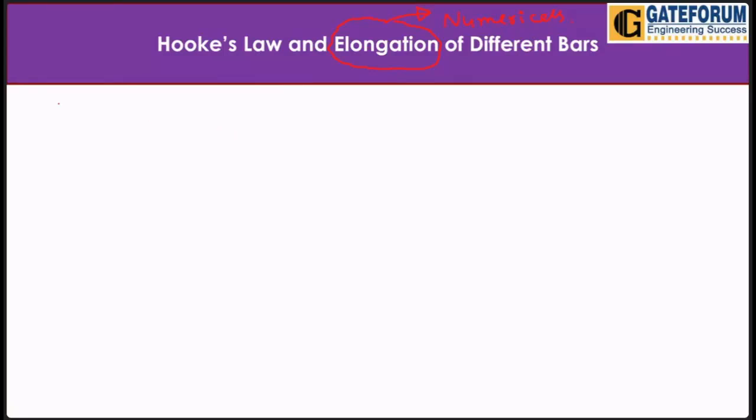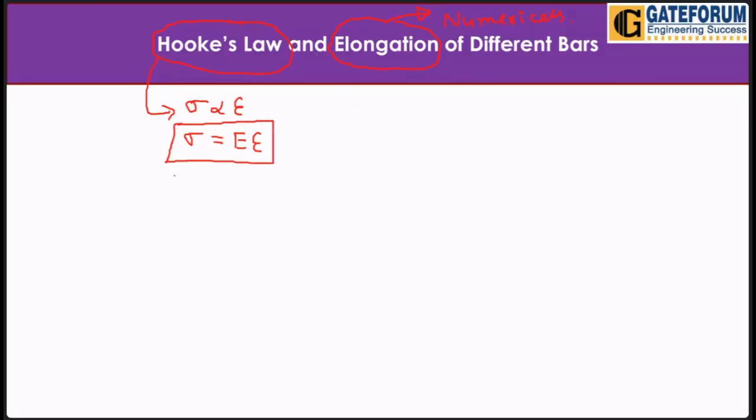Now what is Hooke's law? Basically, Hooke's law is very simple. Hooke's law means stress is directly proportional to strain, or stress is equal to some constant E into strain. And what about this E?